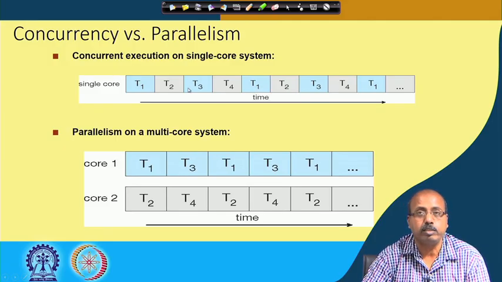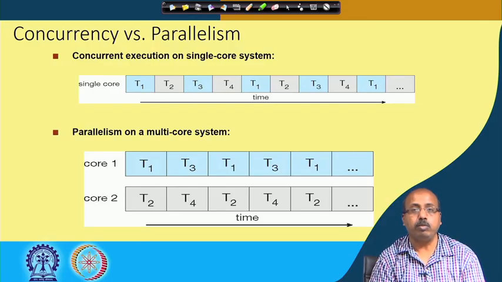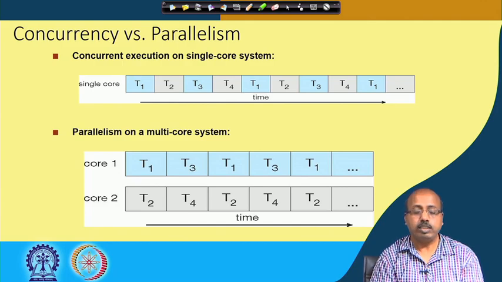This type of execution we will see later. This is known as round robin type of scheduling. Each task is given the CPU for some small amount of time. This is a concurrent situation because all the tasks are progressing.